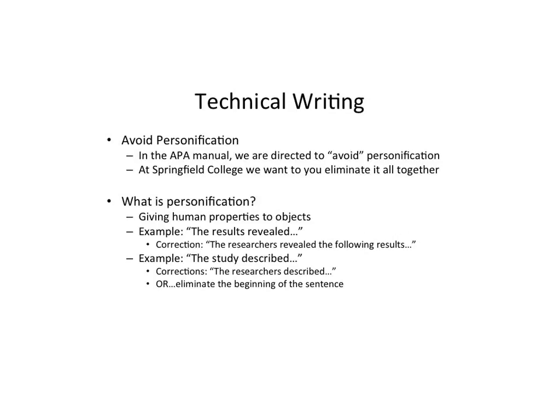Now, personification is a really nitpicky rule. What it says in the APA manual is to use personification sparingly. The way that Springfield has chosen to interpret this rule is to avoid personification altogether. So when we avoid personification, what we're going to do is remove any use of it. What it is, is giving human properties to objects.